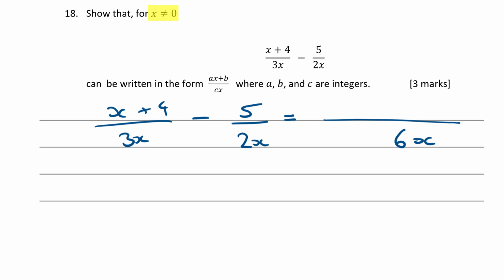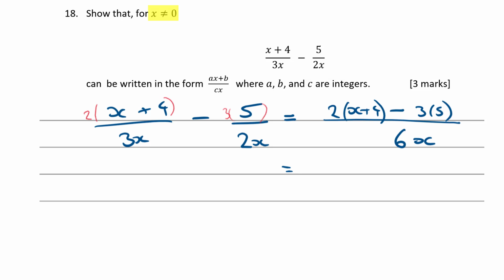So 3x goes into 6x twice, so I'm going to multiply up this one by a factor of 2 then, aren't I? So I'm going to get 2 lots of x plus 4, subtract, and my 2x goes into 6x 3 times, so I'm going to multiply this one up by a factor of 3. So that's going to be 3 lots of 5.